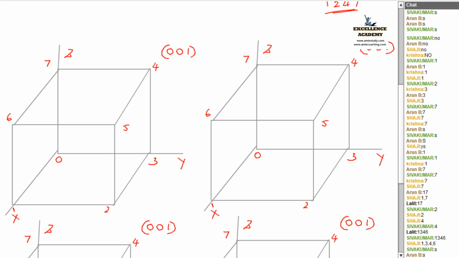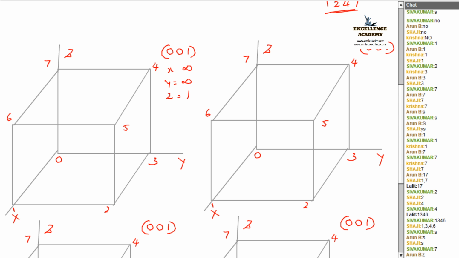Okay, yeah. So here I got the 0, 0, 1 here. So x is equal to how much? X is equal to infinity, y is equal to infinity, and z is equal to 1. Yes. So what to do? I have got only 1 point, right? Which is that 1 point? That is z is equal to 1. Where is that? 7. I got 1 point.